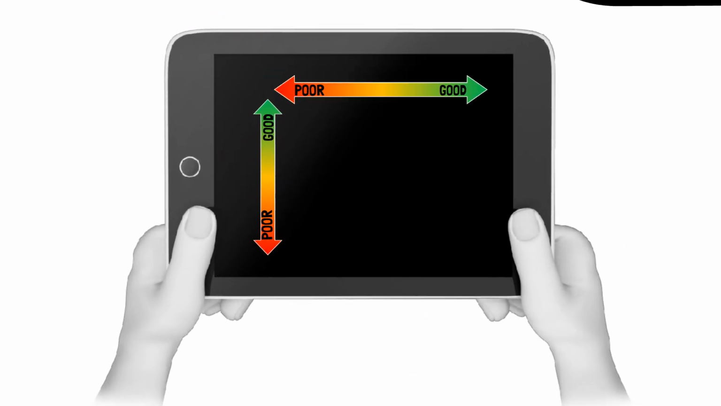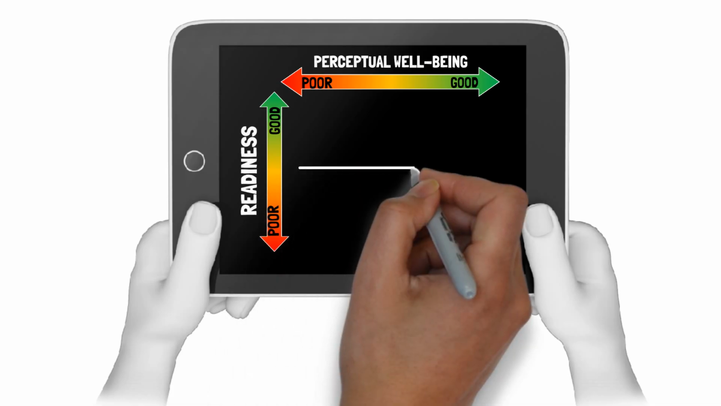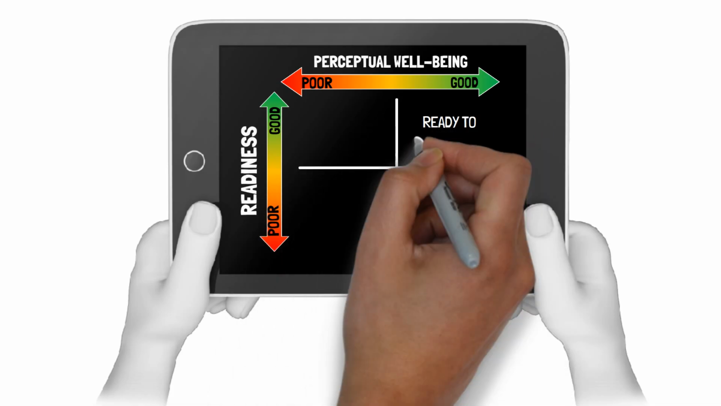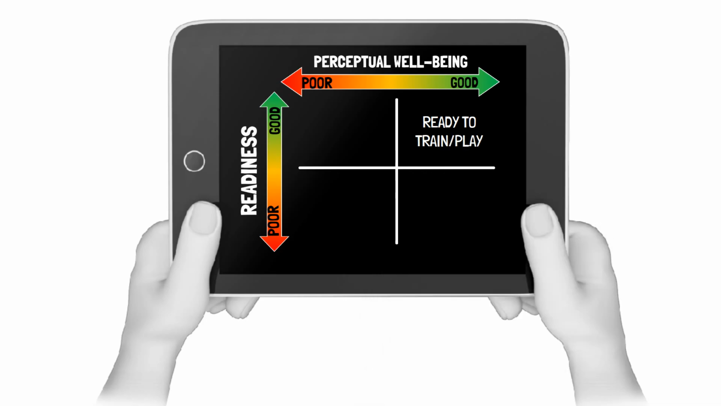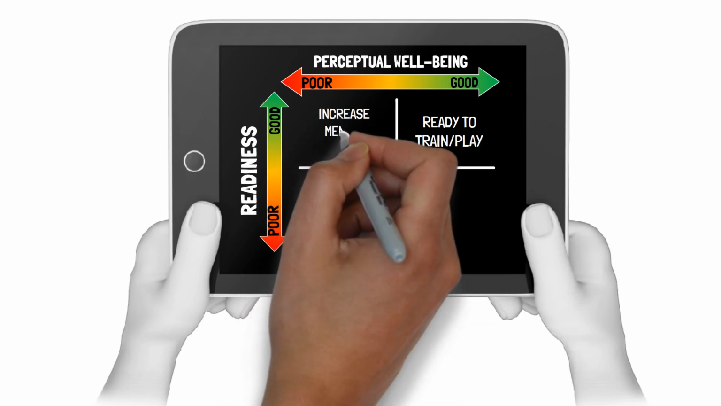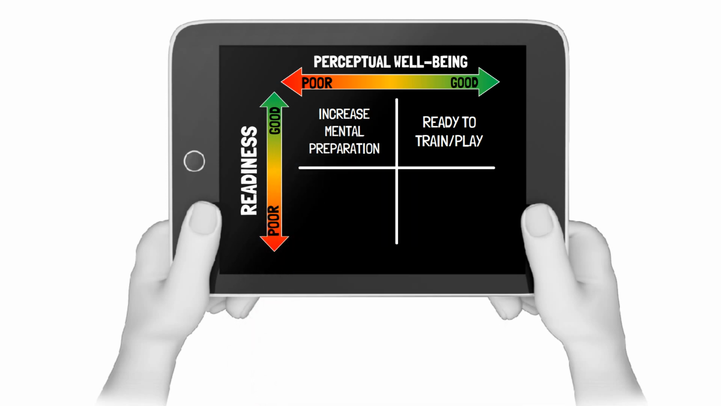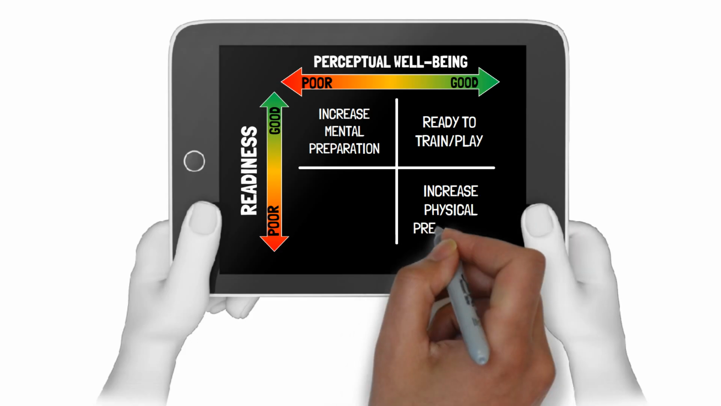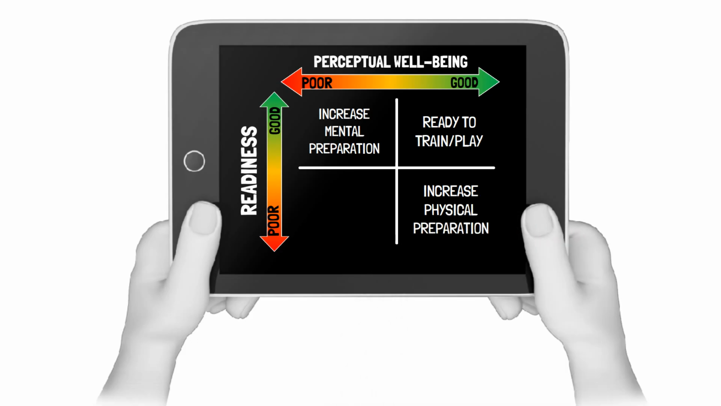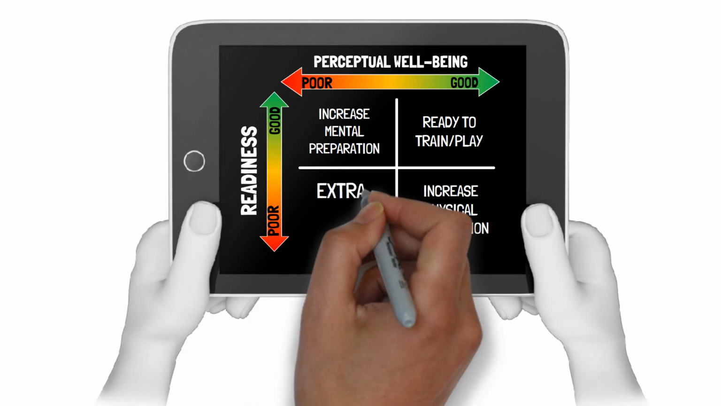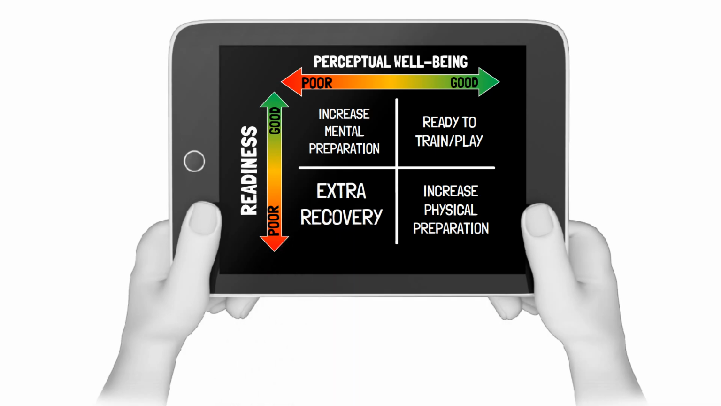And moving on to perceptual well-being and readiness, if both readiness and well-being are good, the athlete is prepared to train or compete. If readiness is good but well-being is poor, mental preparation strategies, such as relaxation techniques or psychological support, may be needed. If readiness is poor, despite good well-being, additional physical preparation may be required before intense training or competition. If both readiness and well-being are poor, extra recovery should be prioritized before resuming training. Based on this matrix, athletes may need extra mental or physical preparation or additional recovery before their next training session.